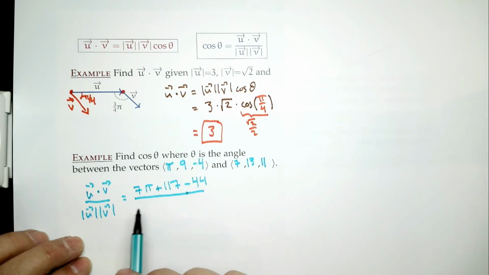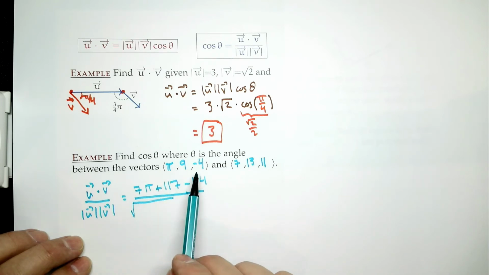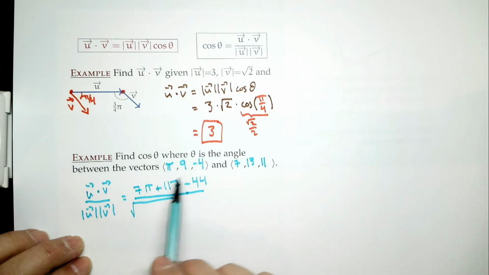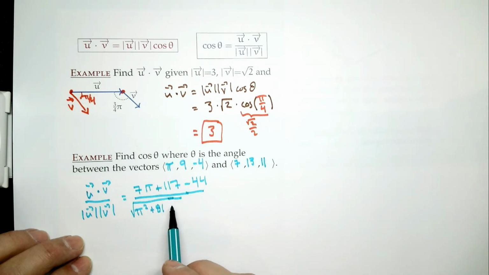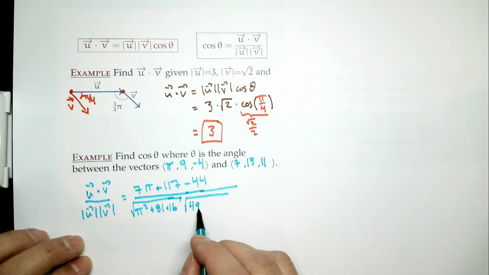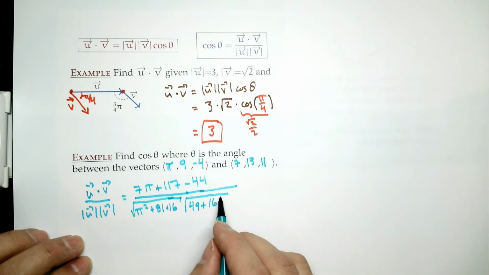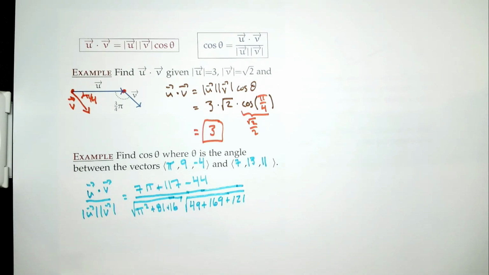Negative 44. Okay, downstairs. When you see a magnitude, square root. Okay, magnitude of u. Well, square root of, what do you do? Yeah, you square and you add them up. Okay, so pi squared, and then 9 squared is 81, and negative 4 squared, or is it negative 16? No, you're right, it's 16. Just checking, keeping us honest. All right, next one, 7 squared. 49. 13 squared. 169, good. 11 squared. 121. Now, what do we do at this point?